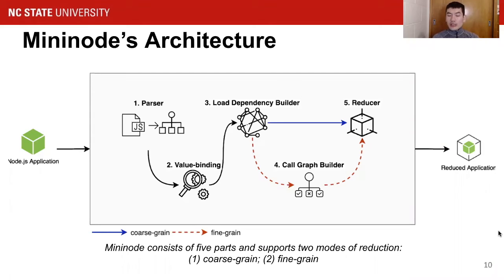MININODE also supports 2 modes of reduction: coarse-grain and fine-grain. During the coarse-grain reduction, we don't run the call graph builder, because coarse-grain reduction is file-level reduction, when we remove the unused module itself. For the fine-grain reduction, in addition to the load dependency builder, we also go to the next step, which is the call graph builder. In addition to removing the unused modules, we also reduce the functionality of the used modules. And at the end, we produce the reduced version of the application. On the next slides, we will discuss each of these steps in more detail.